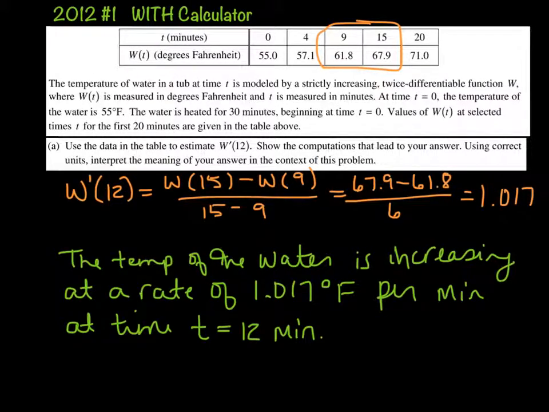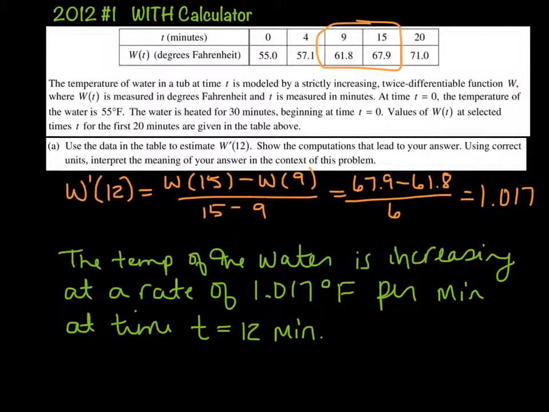Okay, so let's take a look and compare our answers. W prime of 12, that's the slope, and I had to get 2 points that were equally far away from 12. So 12 is smack dab in the middle of 9 and 15. So W of 15 minus W of 9 over 15 minus 9. And so I end up, remember I can use my calculator, with 1.017.